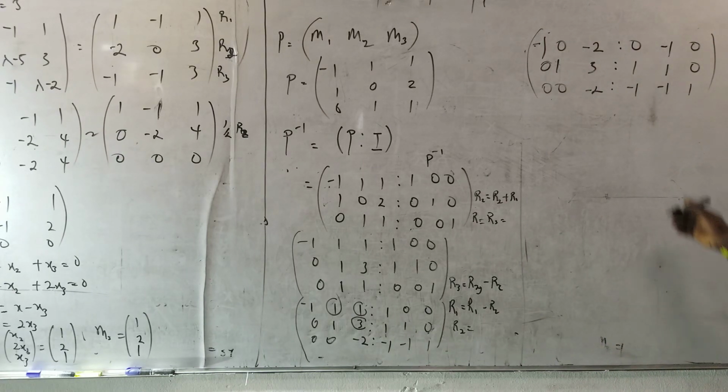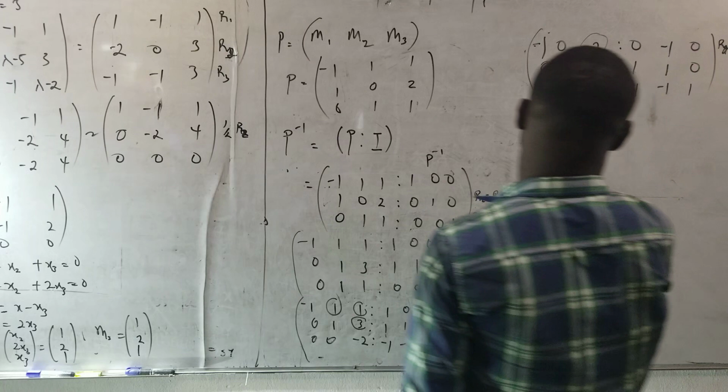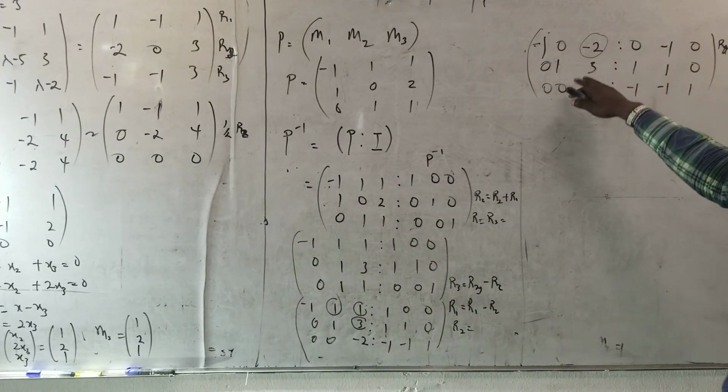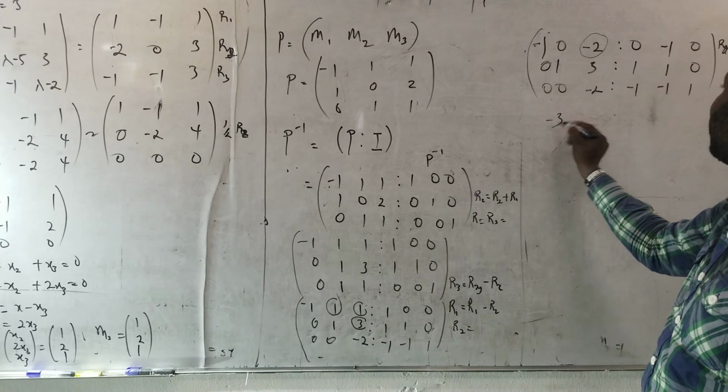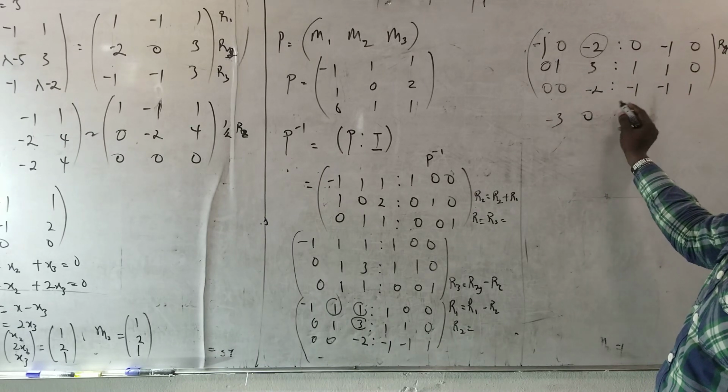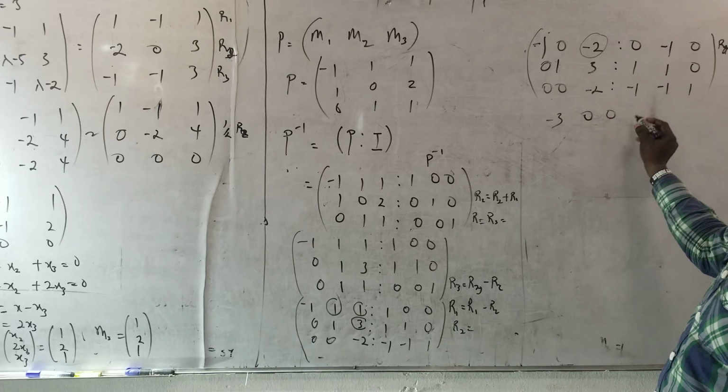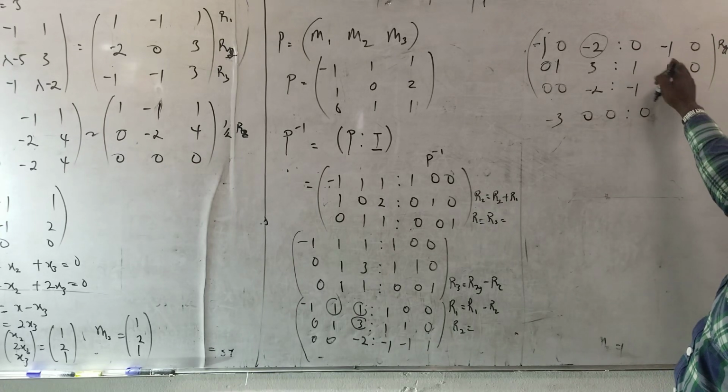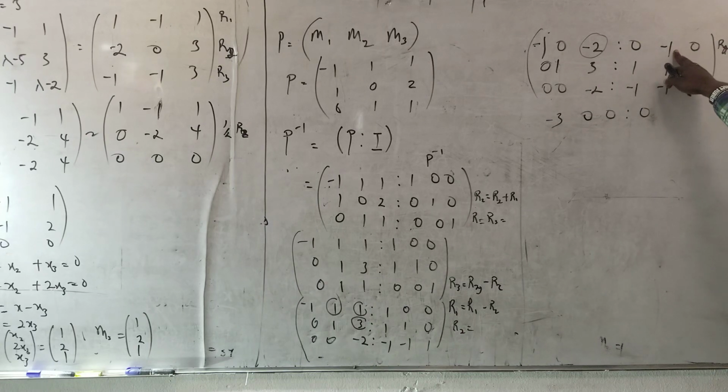Now, the next thing is, I want to turn this to be 0. For me to turn this one to be 0, I must have my R1 equals to 3R1 plus 2R2. Now, by so doing that, minus 3 plus 3 is 0, and this one will be 0, and we have 0, and this one will be 2 and 3.